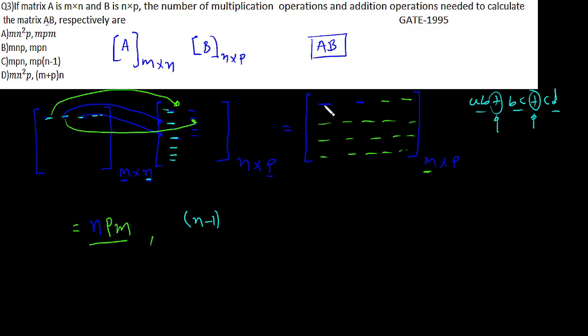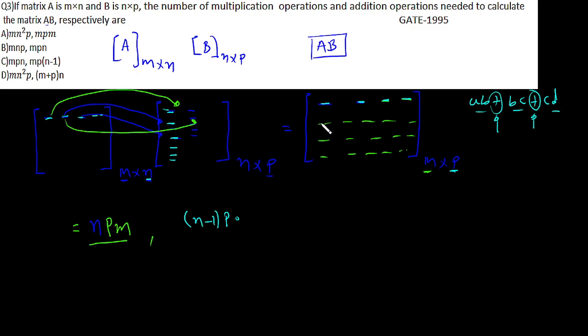Now for this second, again we have to do n minus 1 additions. For this third, again n minus 1 additions. For this element again n minus 1 additions. So we just have to multiply this n minus 1 with the number of columns that we are getting in this AB matrix, which is p. So we multiply this number with p. Now we have got this first row.